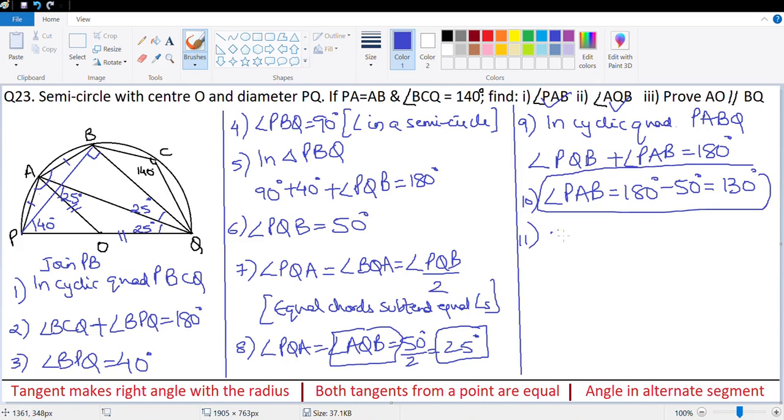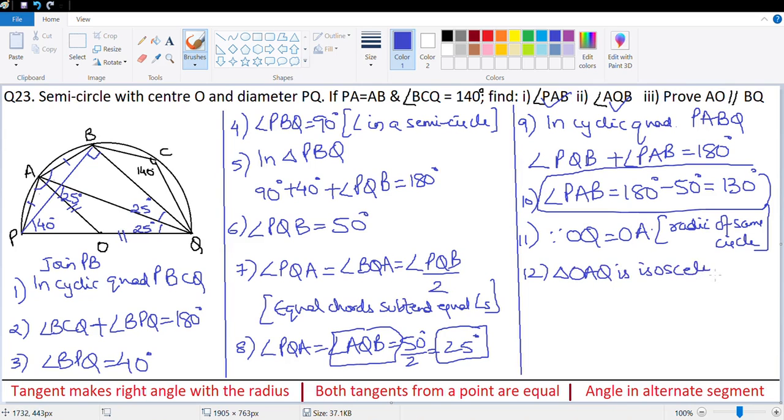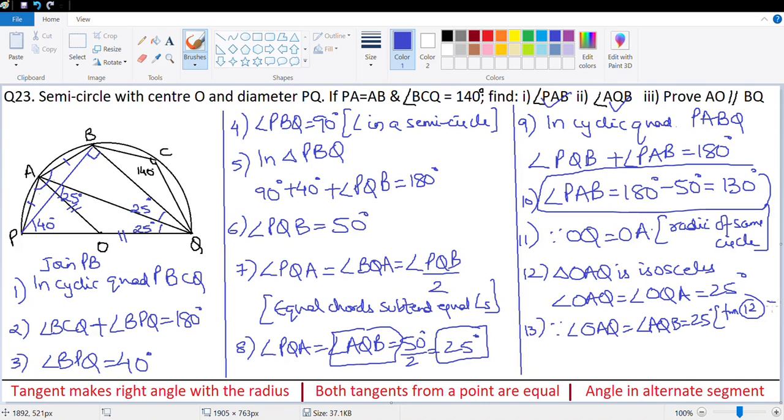Next, since OQ is equal to OA, reason is radii of same circle. What this means is triangle OAQ is isosceles. What this means is angle OAQ is equal to angle OQA is equal to 25 degree. So number 13, since angle OAQ is equal to angle AQB is equal to 25 degree. This is from 12, where we have OAQ, and AQB is from 8. And these are alternate angles. Therefore, PQ is parallel to AO. Hence proved. So that finishes this video as well as this question for me.